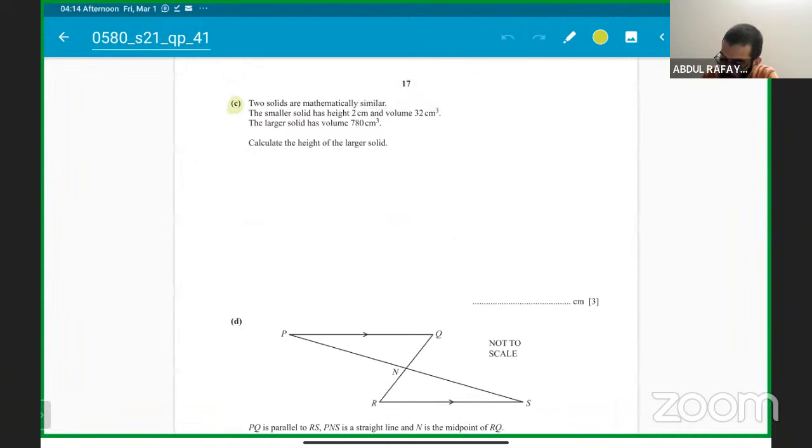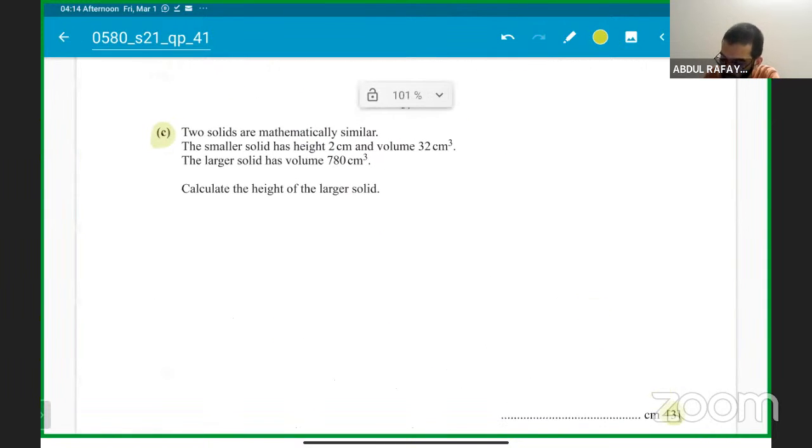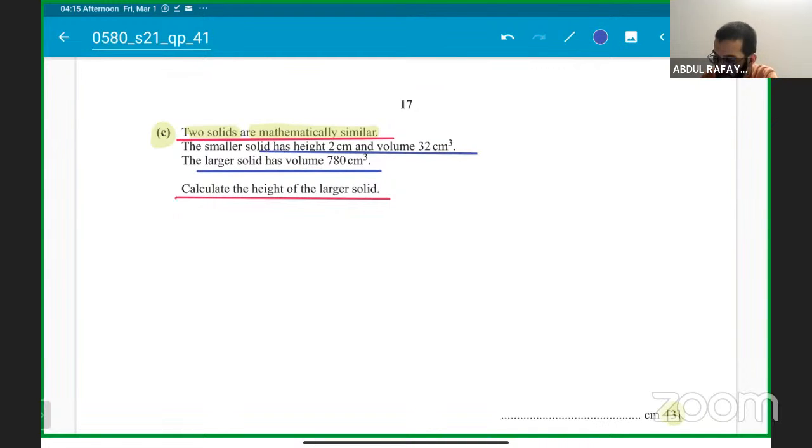Then we have part C, which is for 3 marks. Any questions in part A and B? Anyone want to ask? Okay. Next, we have two solids that are mathematically similar. Again, a similarity question. We have to calculate the height of the larger solid. The larger solid has a given volume, and the smaller solid has height 2 and volume 32.